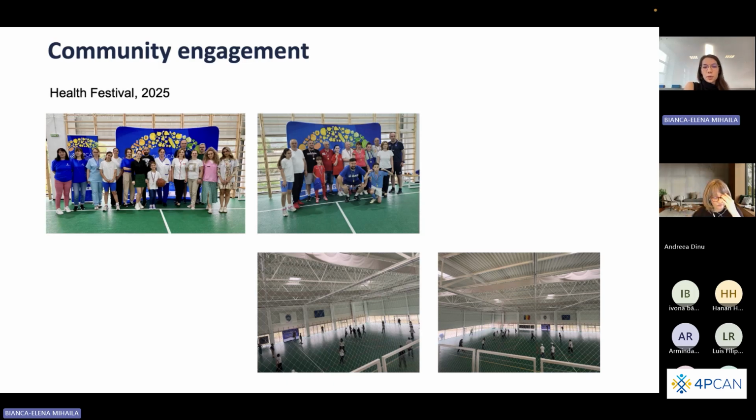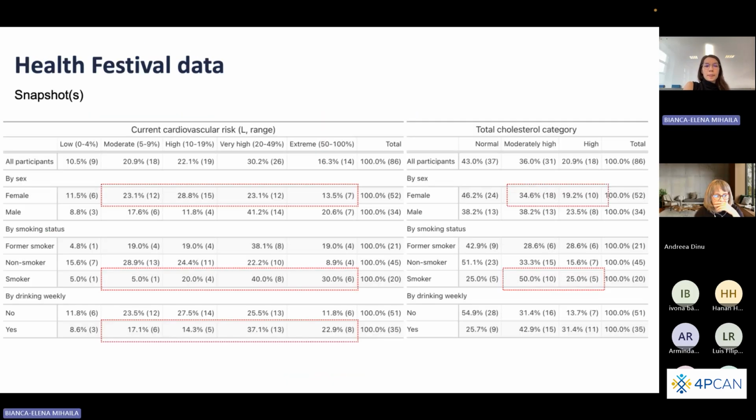At the same time, we worked with different medical doctors, such as psychologists and doctors that are experts in lung problems. We also collected some health data from the people that participated in the health festival in 2025.